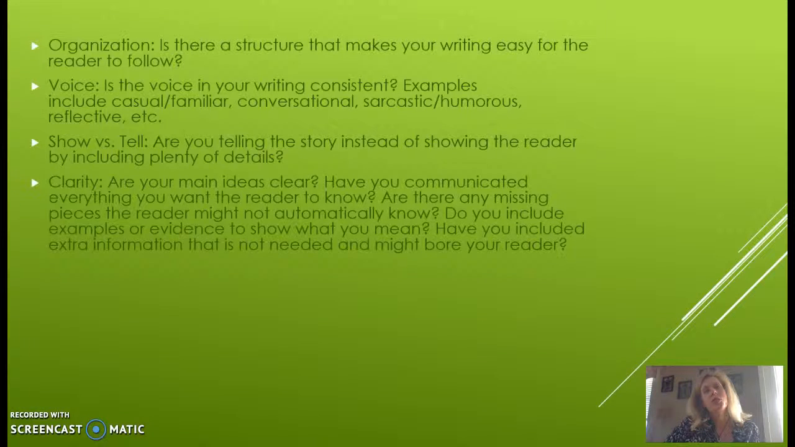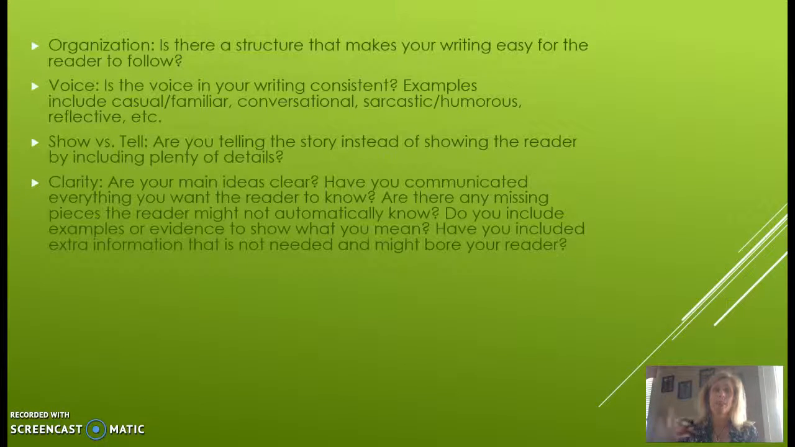As you revise your narrative essay for this week, these are just a few reminders of things you're looking at as you do your final editing stages. The organization of your paper. Is there a structure that makes it easy for the reader to follow the flow of your paper? Remember, I said you're looking at telling the story in a chronological order or in a topical order.